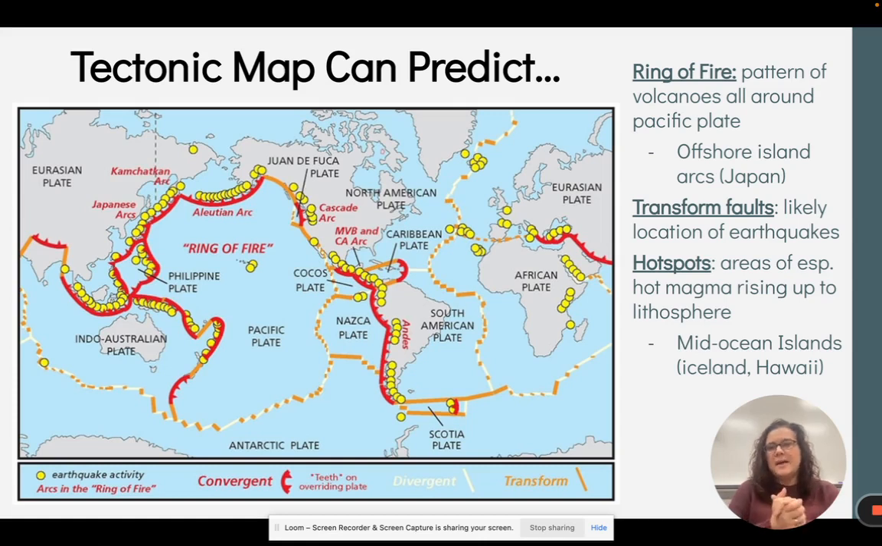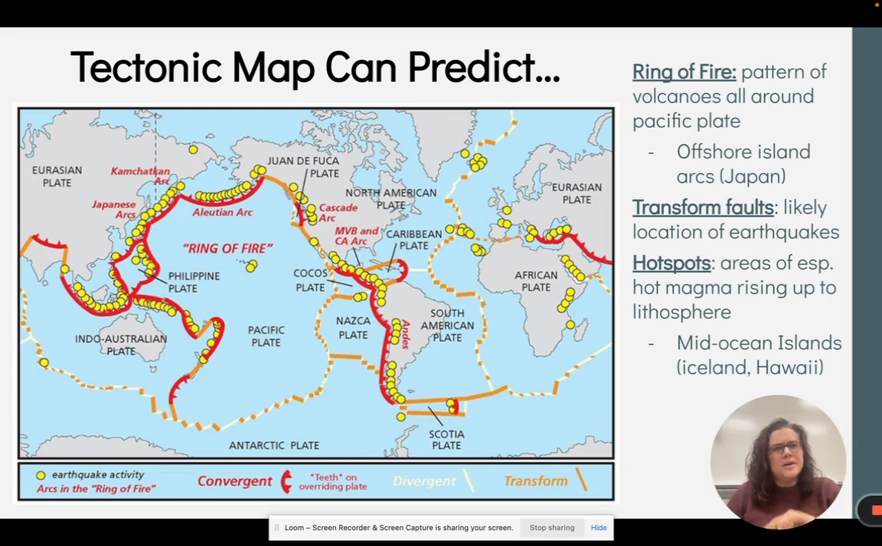Okay, and this is a map that you may have seen before. A map of tectonic plates can predict what types of things we're going to see happen around the world. So, for example, the Ring of Fire, I think most of us know that. It's a pattern of volcanoes that occur all along the Pacific plate. And it also forms some island arcs, like the islands that are off the coast of Japan. Again, these are subduction zones. So this is a big, massive convergent plate boundary where we have subduction. You can also look at the orange spots and you can see transform faults. Again, areas of the world where we typically see a lot of earthquakes.